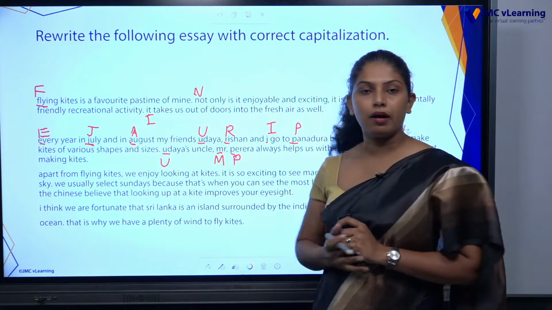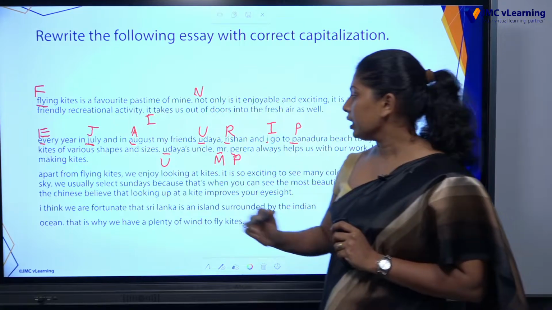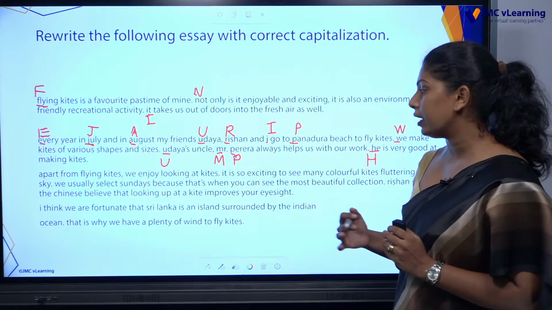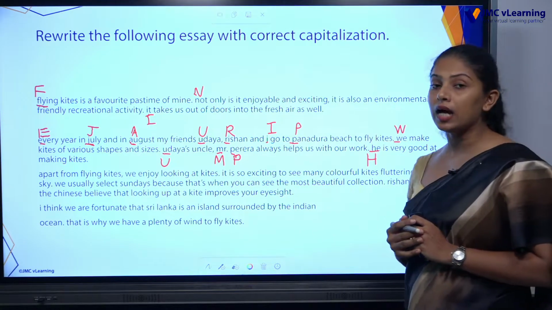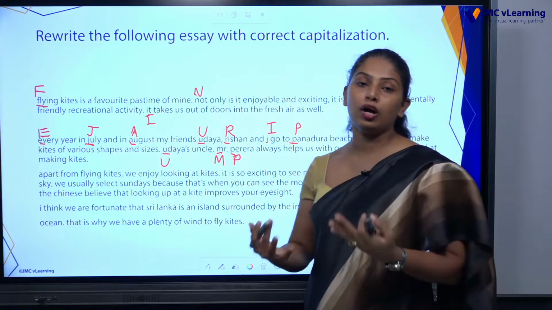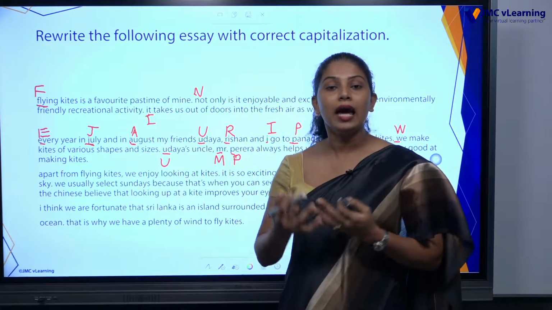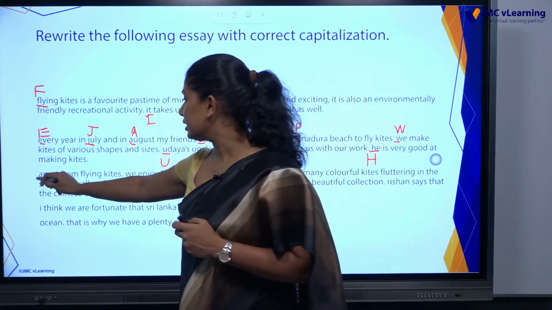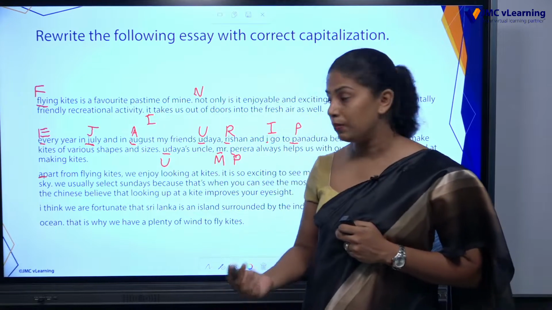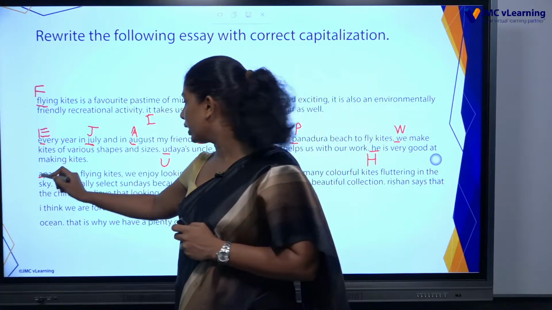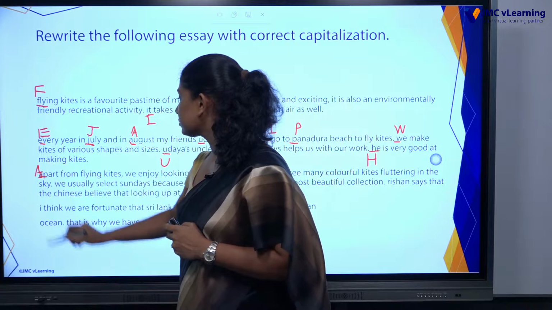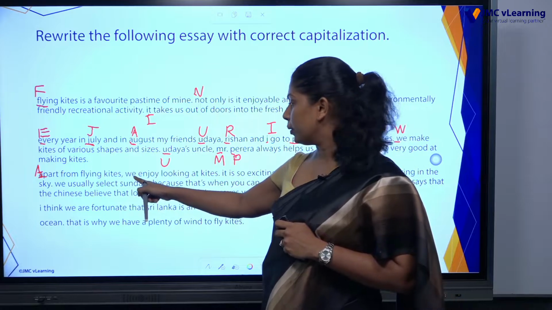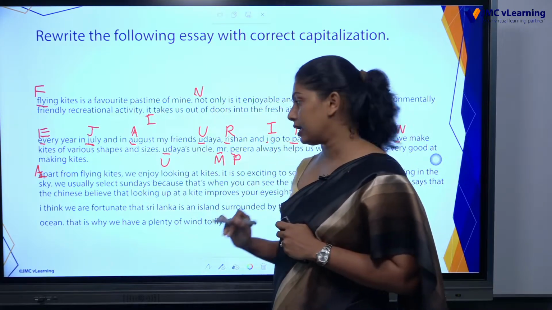Then the third paragraph of the activity. Apart from flying kites, not only flying kites, right? Apart from flying kites, we enjoy looking at kites. Even if you are not flying a kite, you can just see the sky and enjoy other kites. So here, apart from flying kites, we are starting a sentence, but it was written as a simple letter, so we have to write capital A. Apart from flying kites, here we can see a comma, so no need to make this letter into capital, we can keep that as a simple letter.